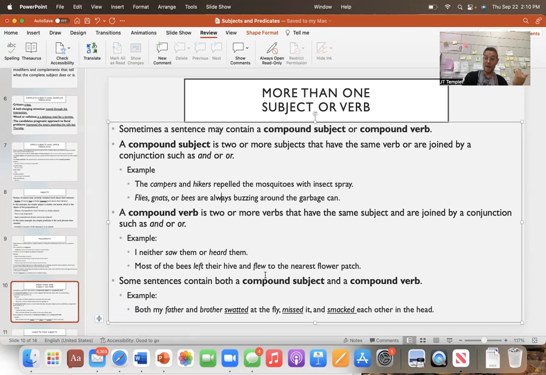Sometimes you can have a compound subject and a compound verb. Both my father and my brother, father, brother, compound simple subject, swatted at the fly, missed it, and smacked each other in the head. Simple subject, my simple verbs are swatted, missed, smacked.